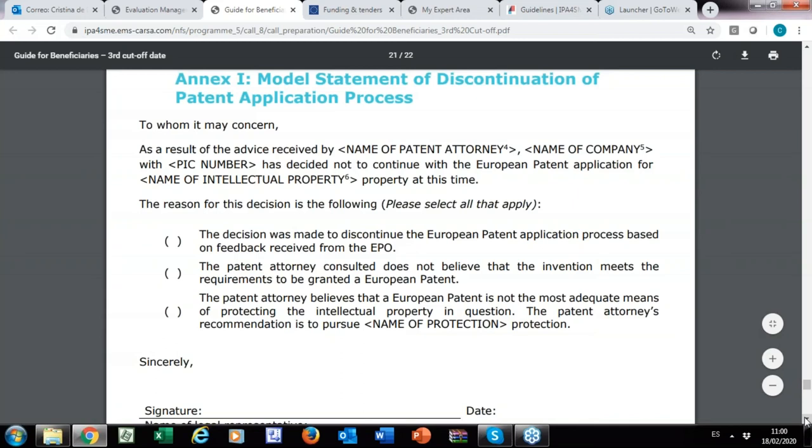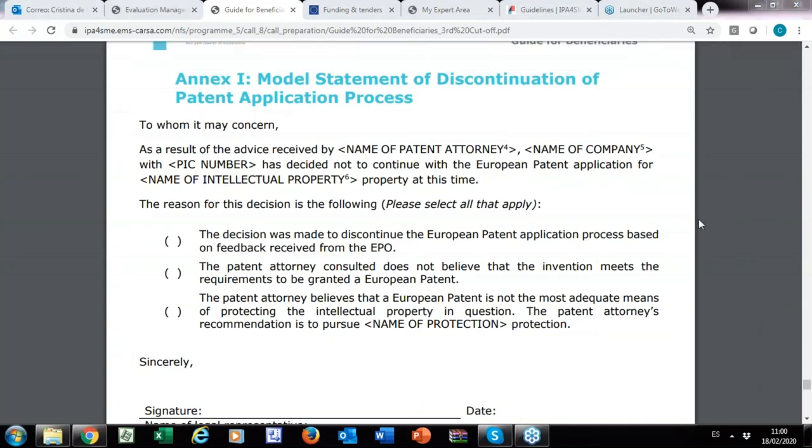So maybe we can have a look at the questions you may have. Yes, we have a couple of very specific questions. The first one asks whether the EPO fees and IP attorney fees can be separated into two different documents. Well, yes, actually not only can they be, they have to be separate if possible.